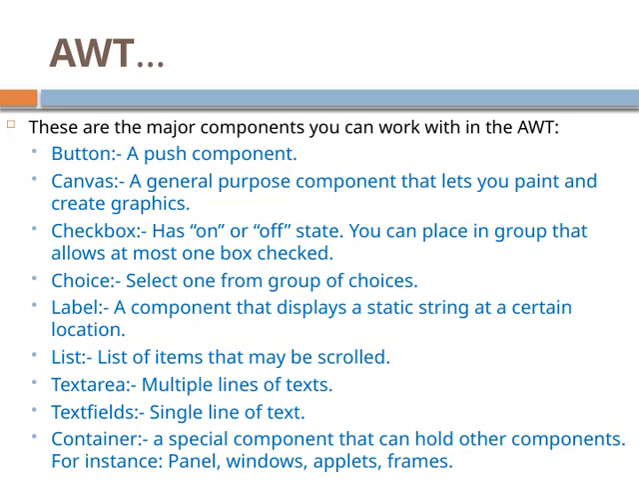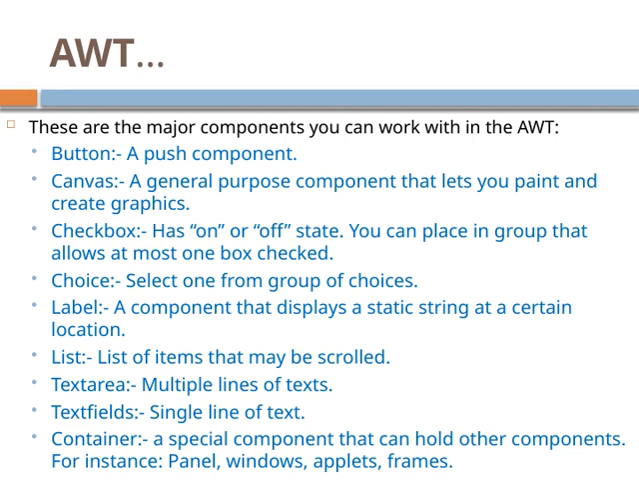Now, let's take a closer look at the major components you can work with in the AWT. First, we have the button, which is simply a push component that users can click to trigger actions. Next is the canvas, a versatile component that allows you to paint and create custom graphics, making it ideal for drawing or visualizations. Then there's the checkbox, which can be in an on or off state. It's often used in groups where only one checkbox can be checked at a time, helping with option selection.